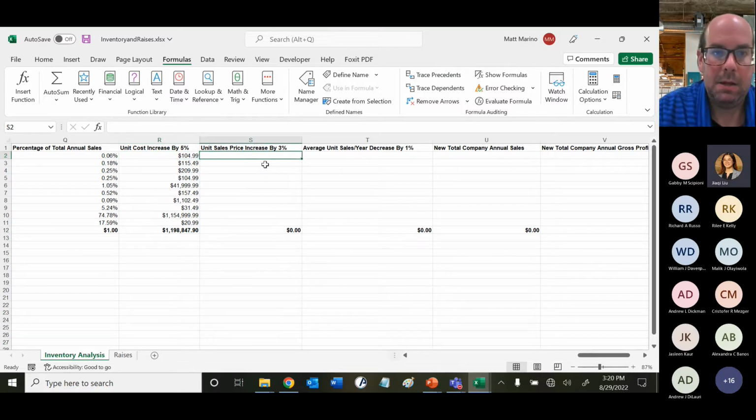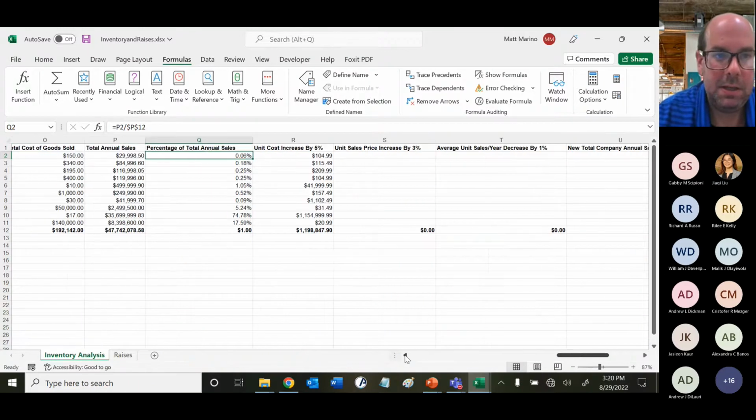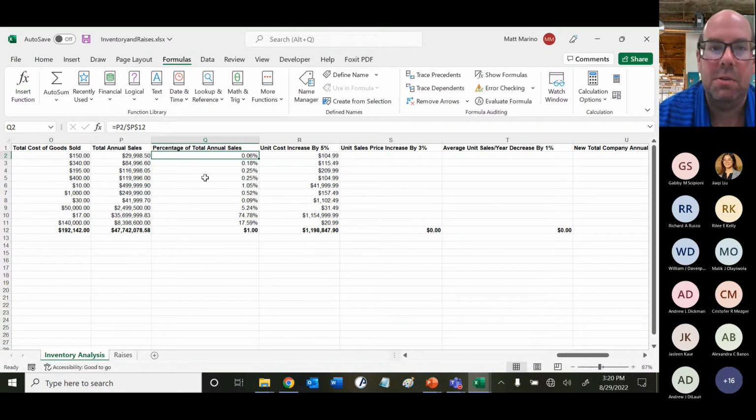Oh, quick question. Sorry, can you go back to column O really quick? I missed that part. So this, we're calculating our percentage of total annual sales. What each item is, our sales. So we do our P2 divided by this number here, our total, P12. Well, we have to make it an absolute. So we put a $ sign before the P, a $ sign before the 12. So this way, when we drag it down, you'll see only the first part of the formula changes. Okay, thank you.